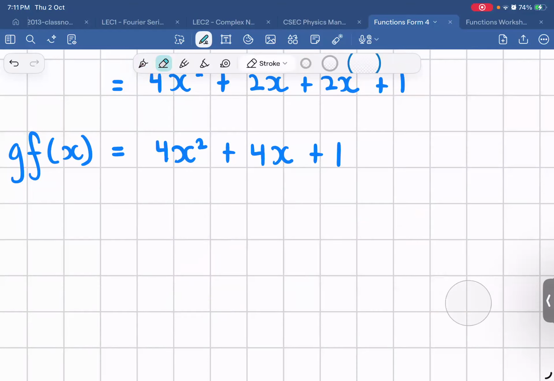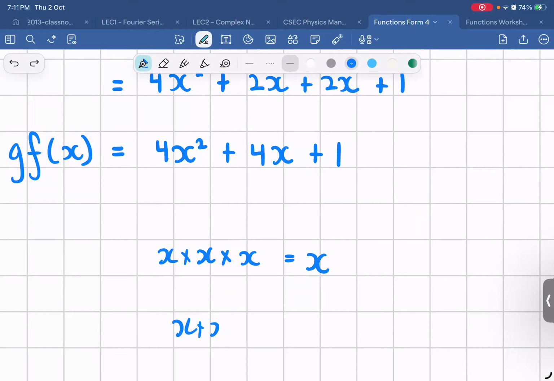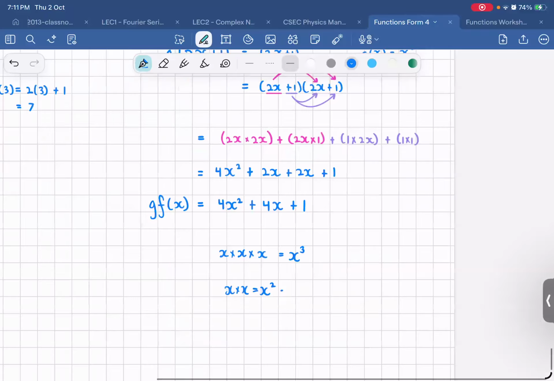So when you add x's together, you're going to get more x's. If you multiply x's together, the power is going to increase, right? If I had x multiplied by x multiplied by x, that'll be x to what power? Somebody take a guess. If x by x is x squared, what do you think x by x by x is? X cubed. Yeah, that's just x cubed, right?